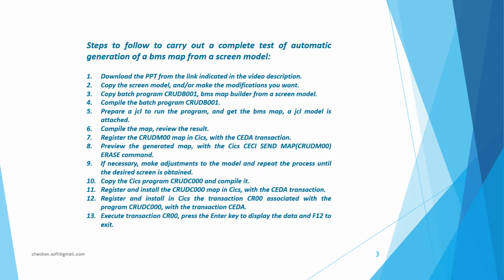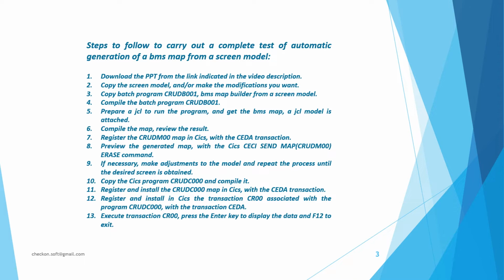5. Prepare a JCL to run the program and get the BMS map. A JCL model is attached. 6. Compile the map, review the result. 7. Register the CRUB00 map in CICS with the CEDA transaction. 8. Preview the generated map with the CICS SEND MAP CRUB00 ERASE command.